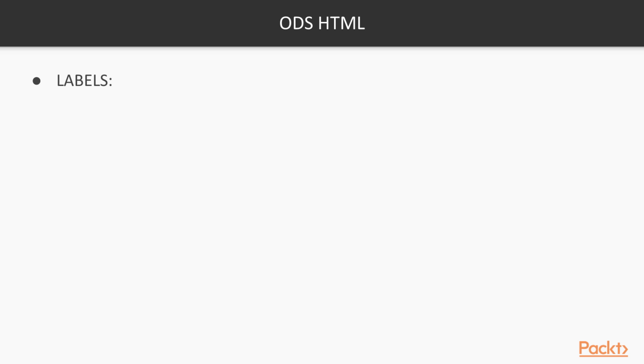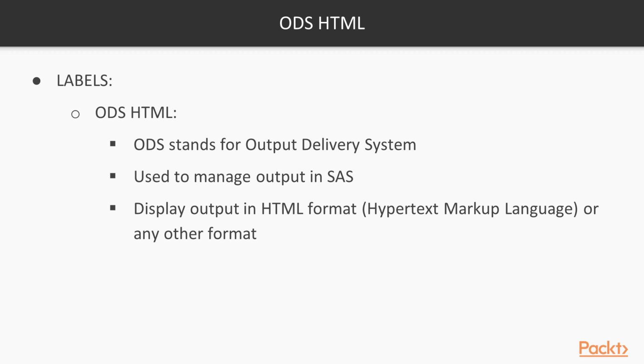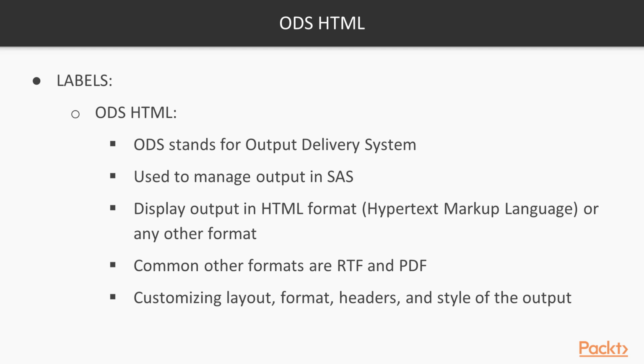The next topic of this video is on ODS HTML. ODS stands for Output Delivery System. It is used to manage output in SAS, typically relating to display of output in the form of HTML. HTML stands for Hypertext Markup Language or any other format. The other formats being RTF and PDF.